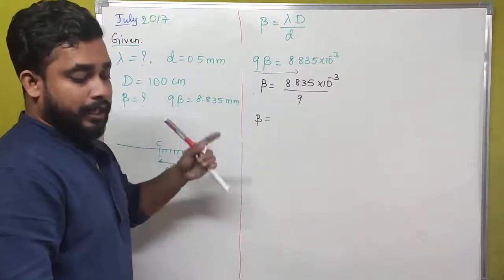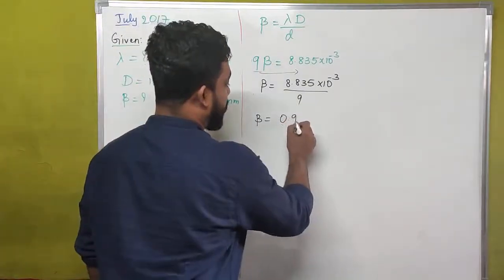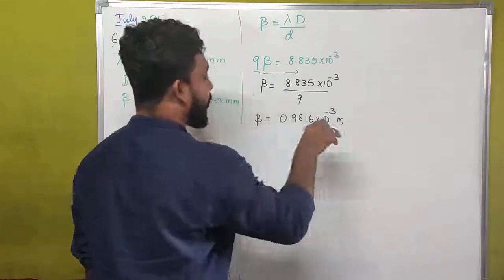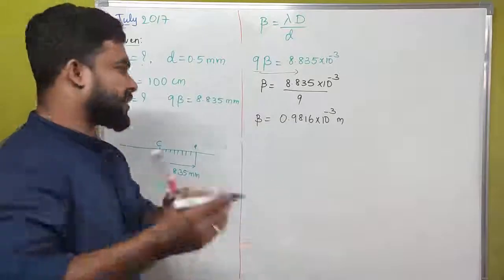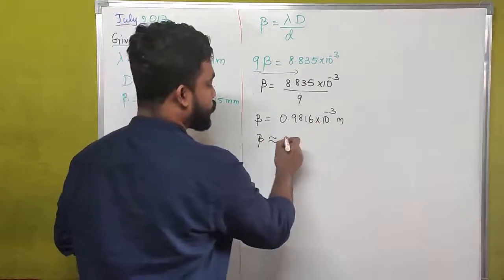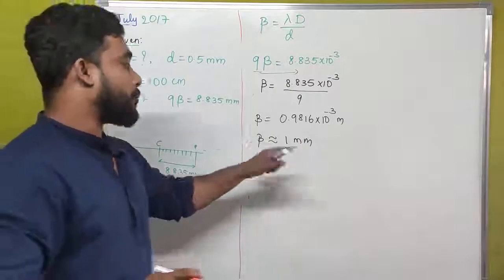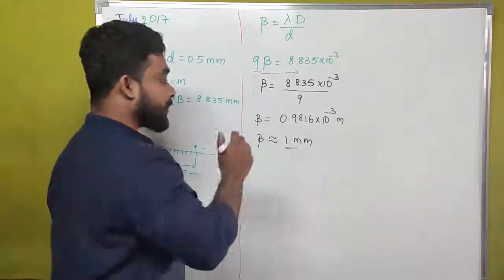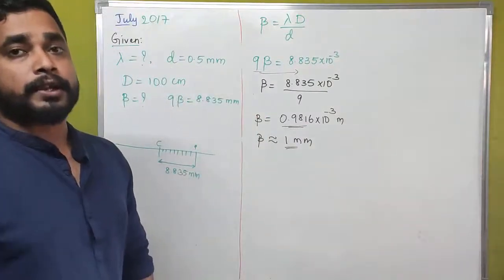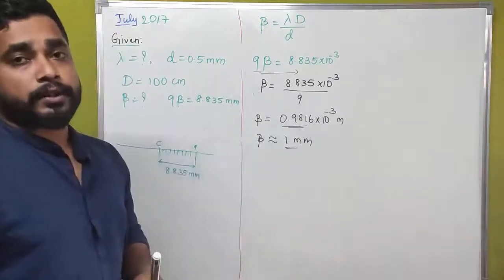8.835 divided by 9 is equal to 0.9816 into 10 to the power of minus 3 meter. Actually this is the value of beta. This is approximately 0.98, that is 1 millimeter. But during the calculation we have to substitute the value 0.9816 into 10 to the power of minus 3 meter only. The value of fringe width is equal to 0.9816.